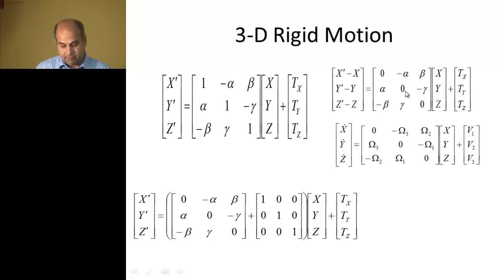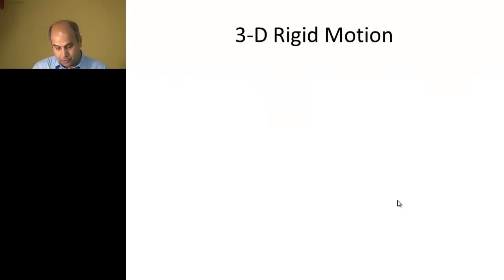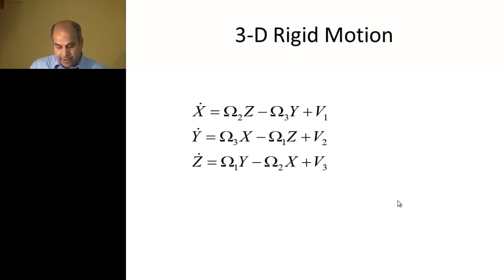So these angles now will become rotational angles, and we will call them omega. This is omega 1, omega 2, omega 3, corresponding to alpha, beta, gamma. So this is getting into an instantaneous model as compared to the displacement model. So now we have this instantaneous 3D rigid motion model, which is x dot, y dot, z dot. The 3D motion is given by these angles, and then the velocities v1, v2, v3.